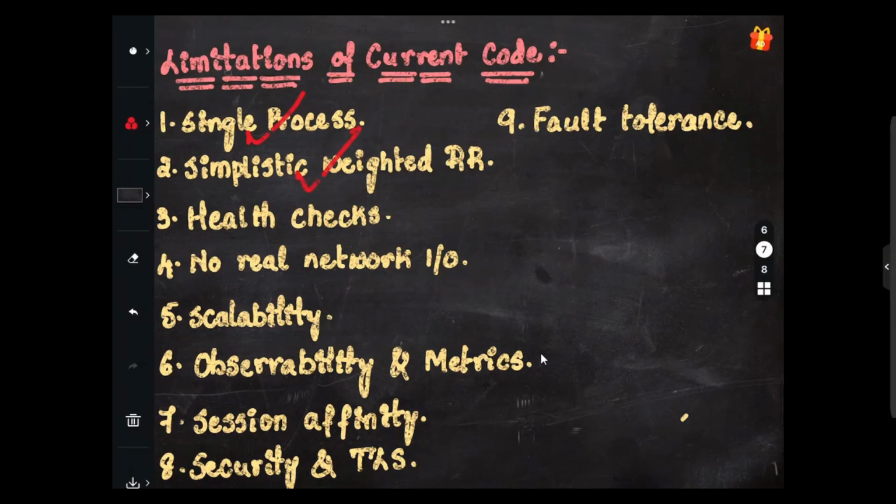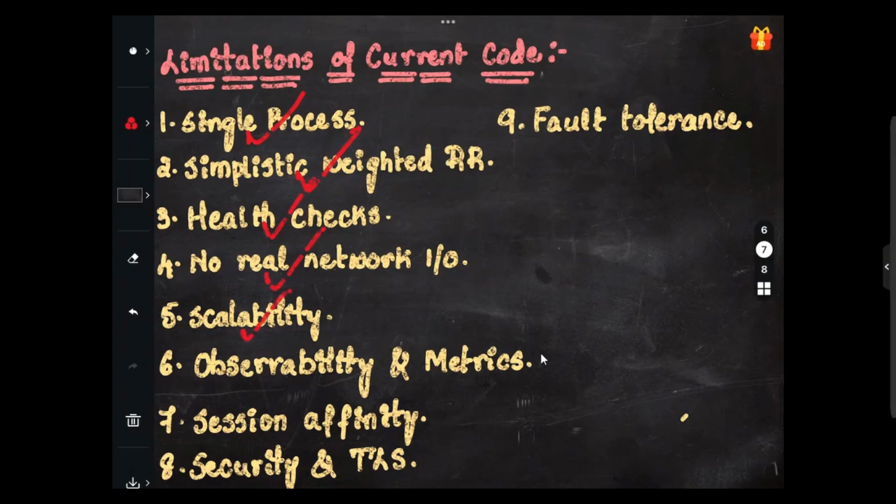We are just going with a randomized demo. Real health checks should be active TCP or HTTP probes with configurable timeouts and thresholds. We know this one. Let's move on to the fourth one: no real network input output. The demo just simulates request handling with a sleep. Real forwarding would require socket or proxy logic and connection pooling.